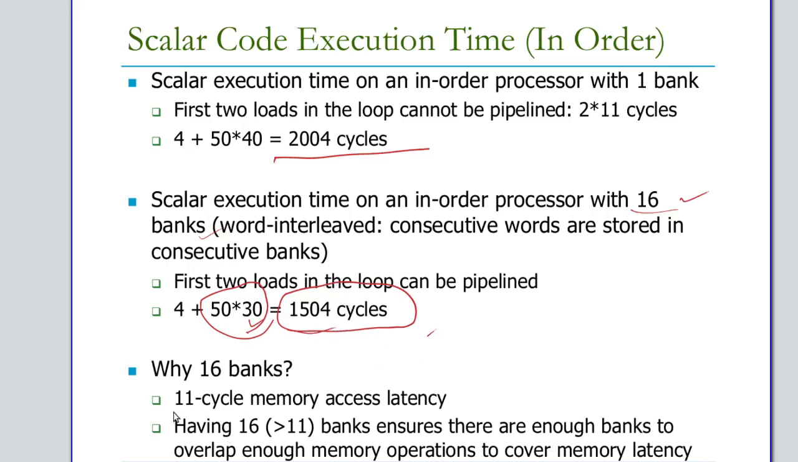Because we know that memory latency is 11 clock cycles, if 16 is more than 11, then it is okay, we can achieve one data access per clock cycle. So it will make your access faster. Once it is made faster, you will be able to get the data quickly, and you will be able to work within 1504 clock cycles.